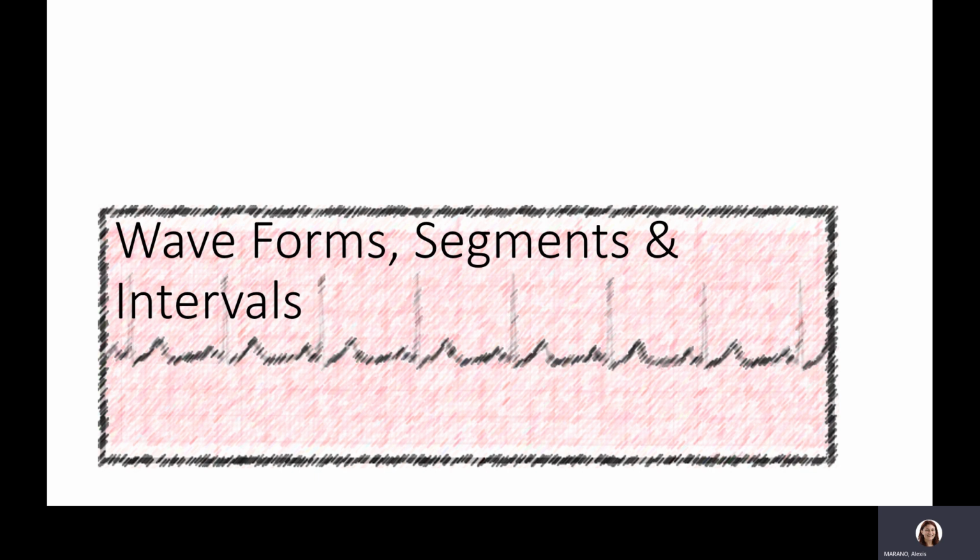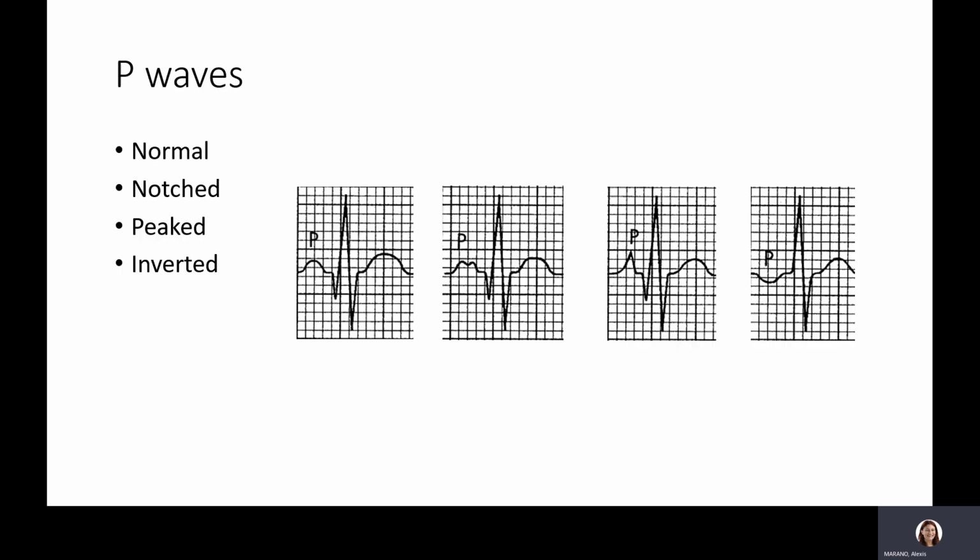So we're going to continue on with waveform segments and intervals. This is a presentation of all the ways we expect P waves to look. We expect them to be normal, but on occasion they could be notched, peaked, or inverted. All of these would still be considered P waves.